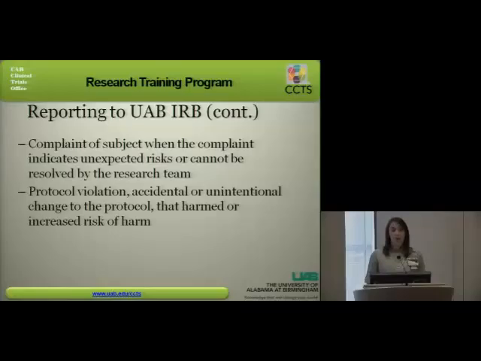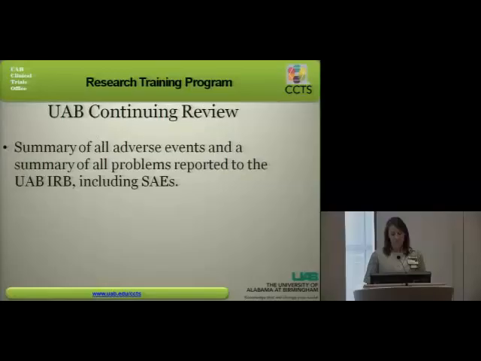Continuing with what you will report to UAB's IRB: any complaint of a subject when the complaint indicates unexpected risks or cannot be resolved by the research team. Any protocol violation, accidental or unintentional change to the protocol that harmed or increased the risk of harm. When you are submitting for your UAB continuing review, you want to include a summary of all adverse events and a summary of all problems that were reported to the UAB IRB, including SAEs.